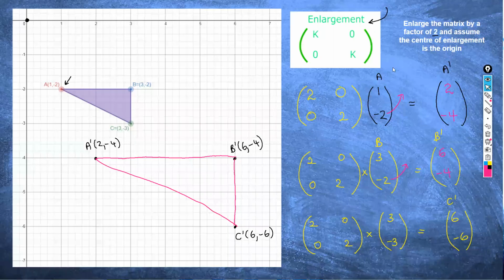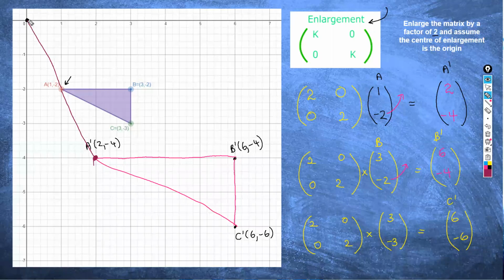Now, let's say you wanted to do it by the drawing method. Since the center of enlargement is the origin, you would be at the origin and shoot a laser at point A. What you need to do is measure the length of this line and extend it one more time. For example, if this line was 3 centimeters long, you would take your ruler and extend it by 3 centimeters one more time, and you would still end up at 2, minus 4.